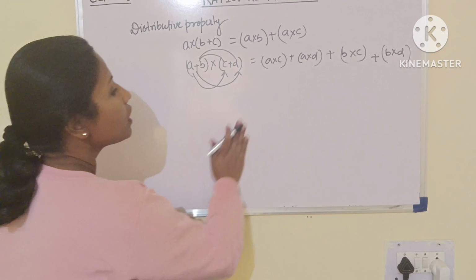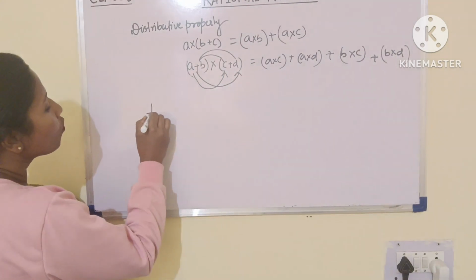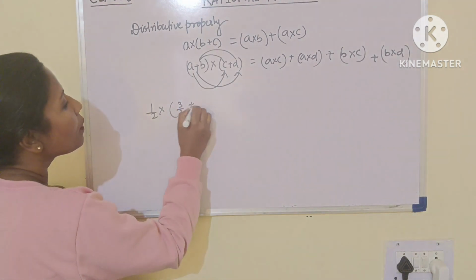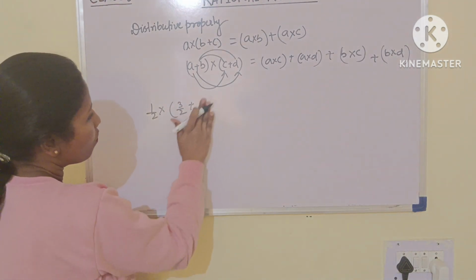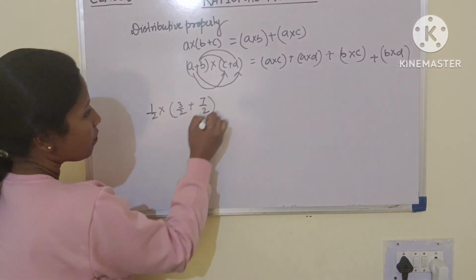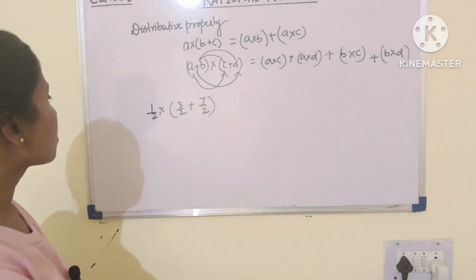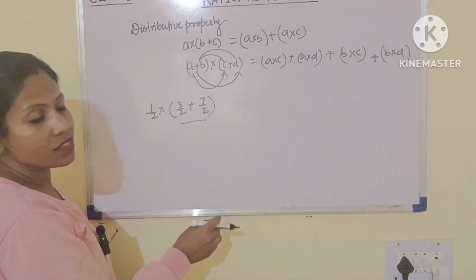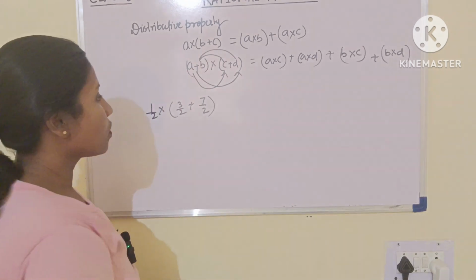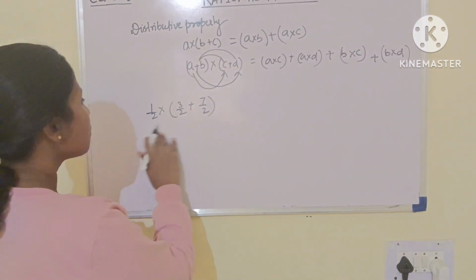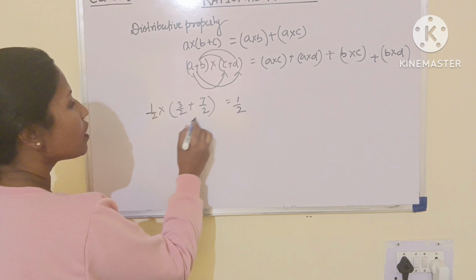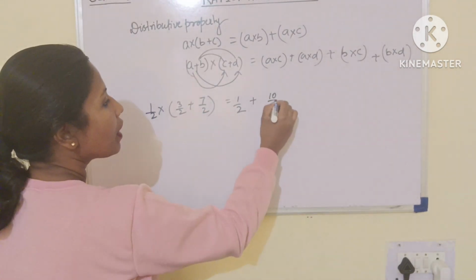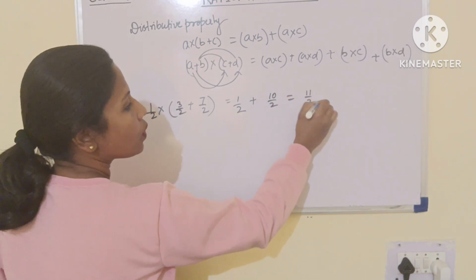So let's take an example of how we will solve the questions. Like 1 by 2 into 3 by 2 plus 7 by 2. Although it looks simple, we can simplify this and this first, or we can do it the other way also. So we will follow both methods. First I am doing 1 by 2 into, and first we solve the bracket. 1 by 2 into 7 plus 3, 10 by 2. So it will give 11 by 2.